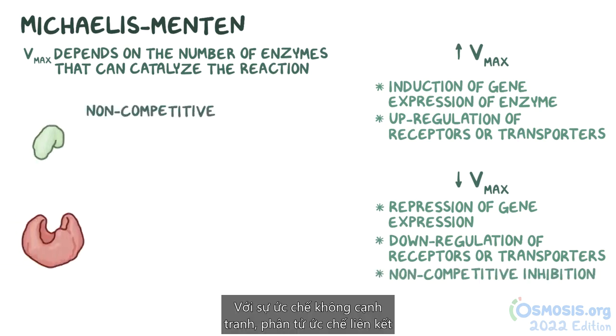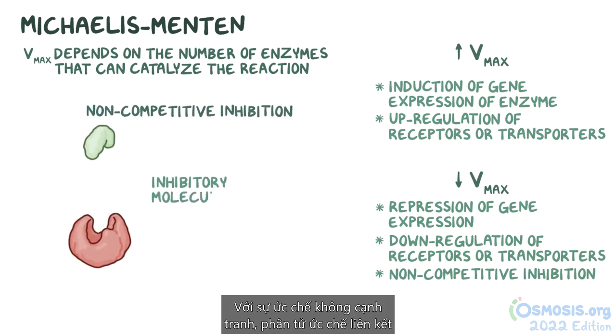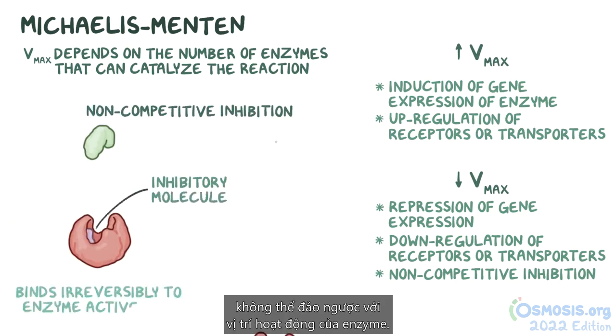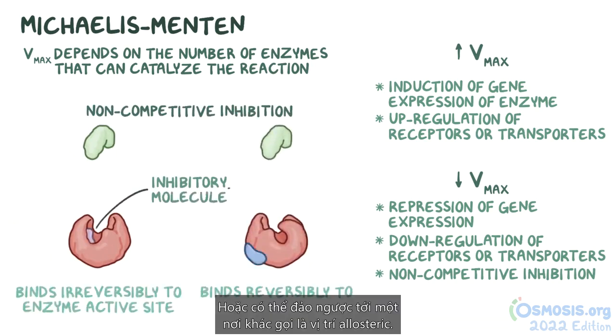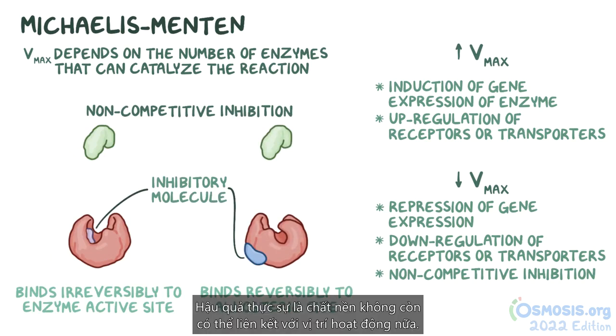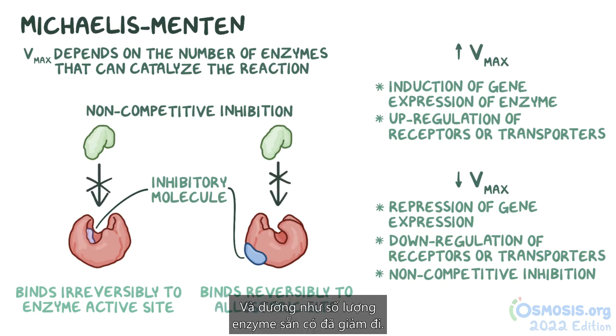With non-competitive inhibition, the inhibitory molecule binds irreversibly to the enzyme active site, or reversibly to a different place called the allosteric site. The net effect is that substrates can no longer bind to the active site, and it's as if the number of available enzymes has decreased. So the effects of non-competitive inhibition are similar to what happens when there's less enzyme around, which decreases Vmax.